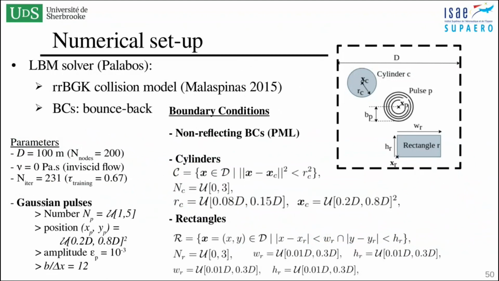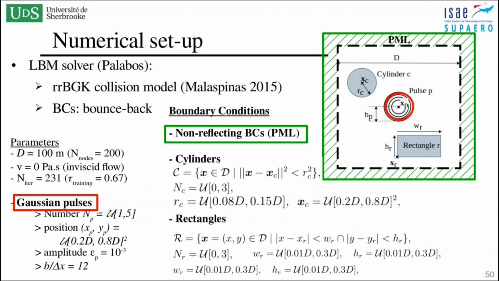So again, for the numerical setup, we use the same type of solver, Palabos, and the same type of initial conditions, the Gaussian pulses. And here, the different thing is the non-reflecting boundary conditions. And also, we set some random obstacles in the databases. So we set some cylinders, which can vary from 0 to 3, or some rectangles, which we can, again, vary from 0 to 3. And we also change the shape of each obstacle.